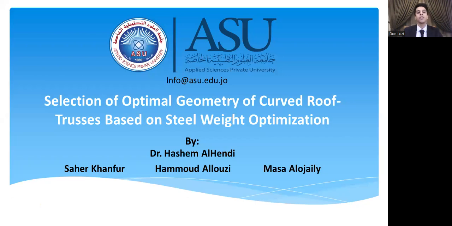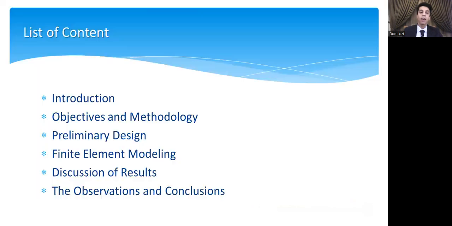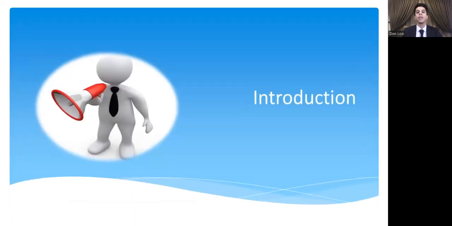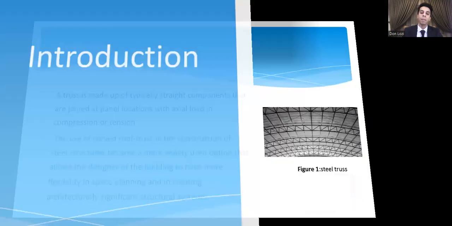Our study here is about selection of optimal geometry of curved roof trusses based on steel weight optimization. Now, this is the list of content. We start by introduction, objectives and methodology, preliminary design, finite element modeling, discussion of results, and at last, the conclusion. Now, let's start with the introduction.